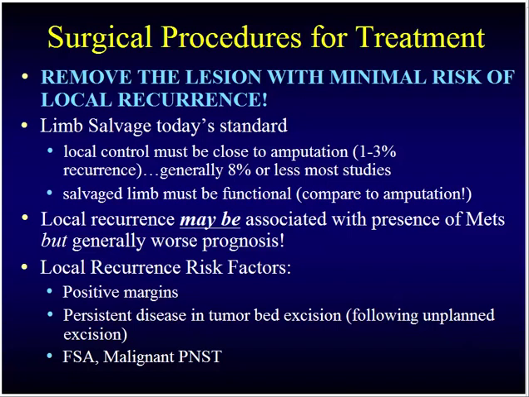Local control with a limb salvage should be close to amputation. Amputation rates, believe it or not, have about a 1 to 3% recurrence. It's probably because the amputation was done too close, or it was a very aggressive lesion that wasn't identified at the time. About an 8% or less for limb salvage. But again, limb salvage is the gold standard. That's what you pick for surgical treatment.